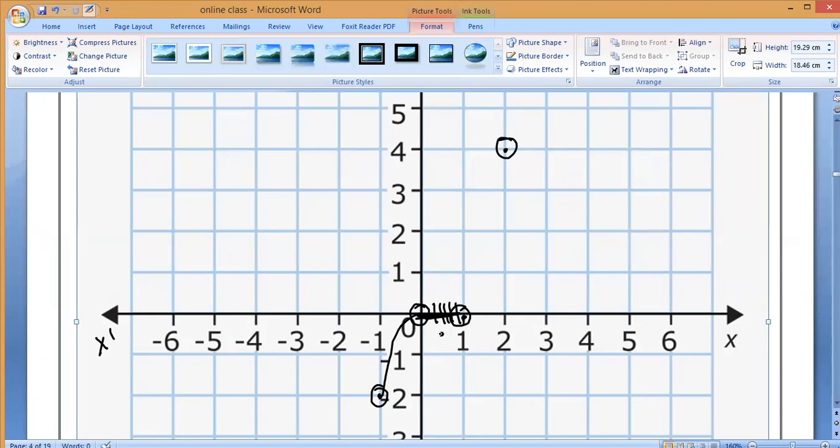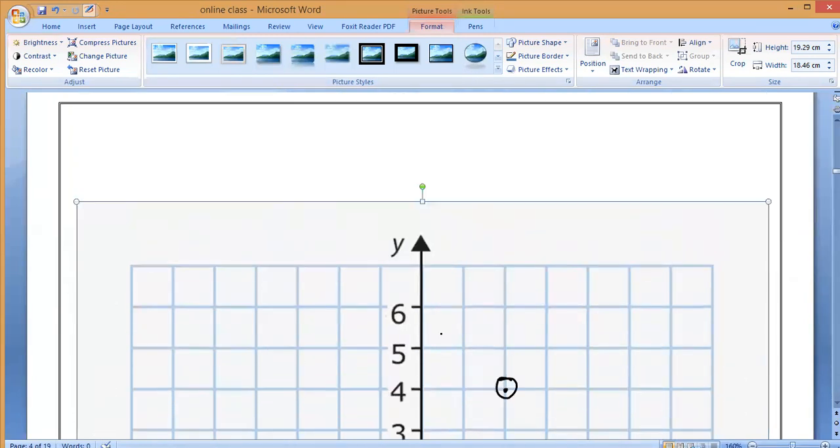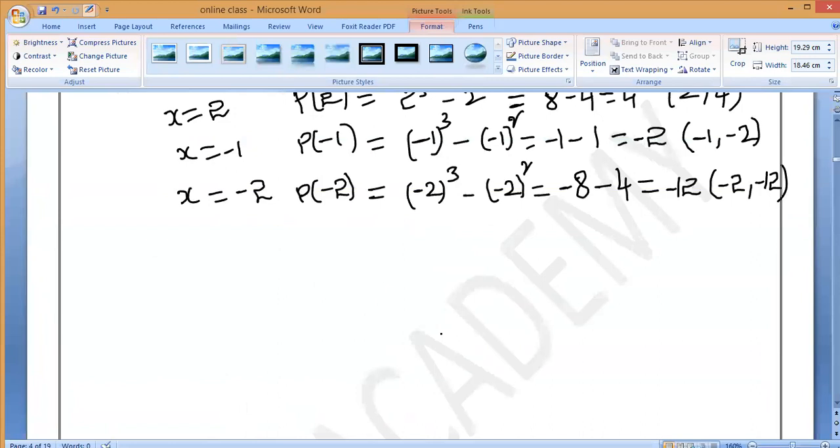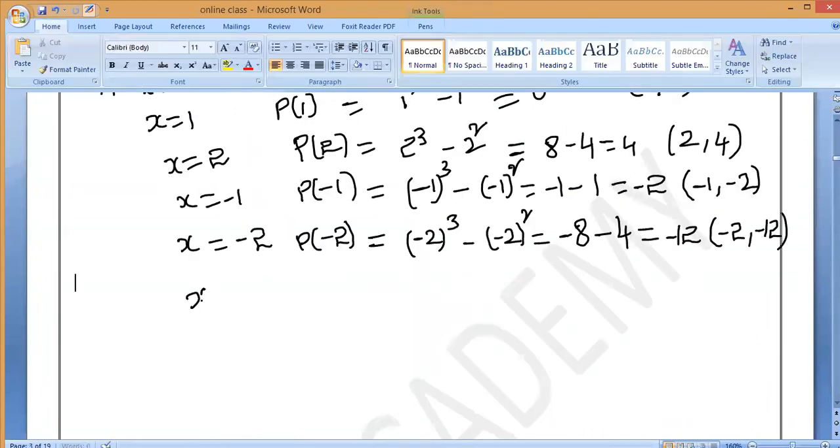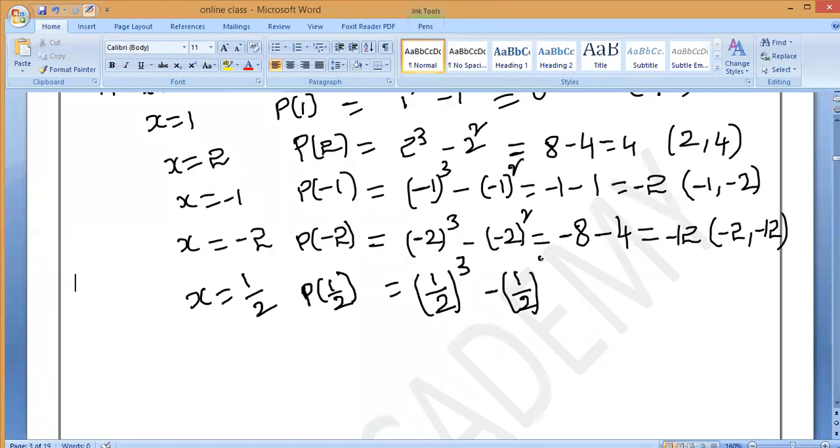If x equals 0.5, or 1 by 2, what is the value? P of 1 by 2 equals 1 by 2 whole cube minus 1 by 2 whole square. 1 by 2 whole cube: 1 cube is 1, 2 cube is 8, so 1 by 8. 1 square is 1, 2 square is 4. Now do the LCM and tell me the value fast.